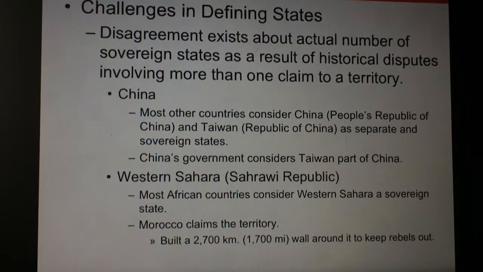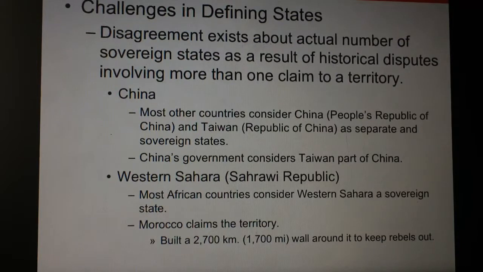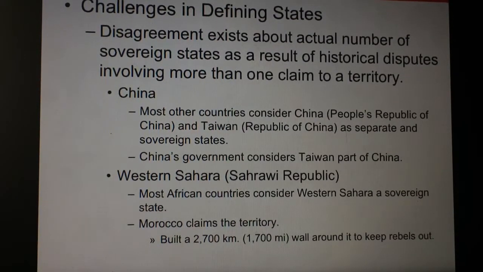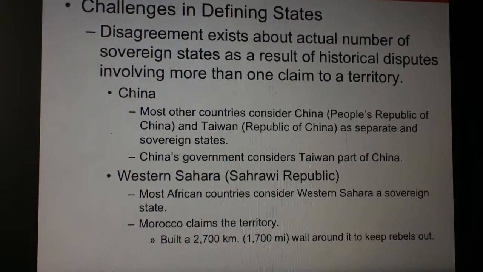So, China sees Taiwan as part of China, whereas most other countries consider China and Taiwan to be separate. Jared asked this question today, so I went and looked it up about whether Taiwan was separate or not. Most other countries do see Taiwan as separate. However, they do not recognize it as independent because they don't want to get in trouble with China. And that includes the United States, which does not recognize Taiwan as independent because they don't want to have a bad relationship with China.